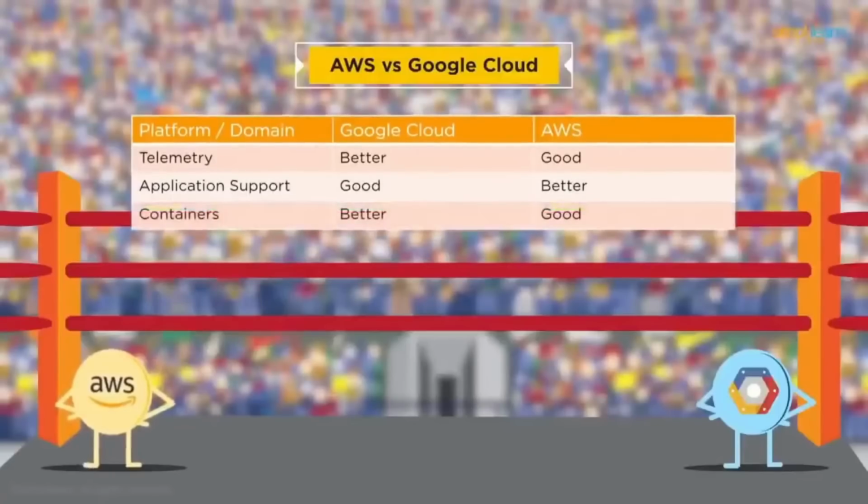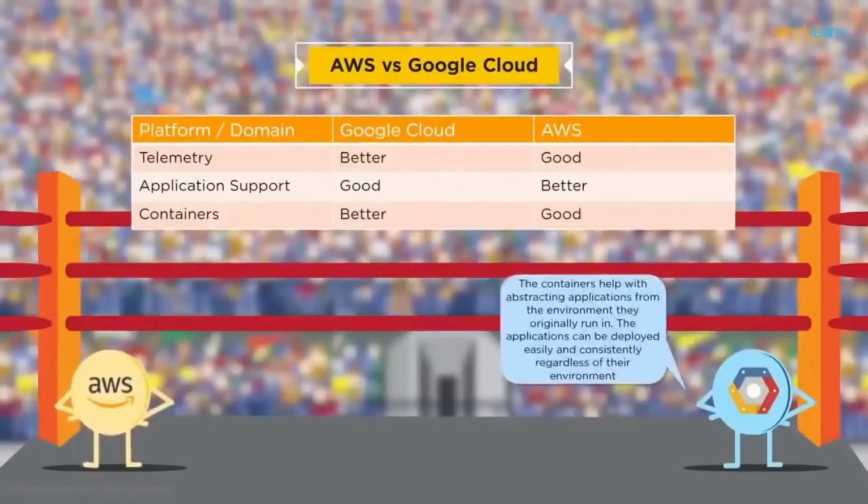Containers are better with GCP. A container is a virtual process running in user space. As Kubernetes was originally developed by Google, GCP has full native support for the tool. Other cloud services are just fine-tuning a way to provide Kubernetes as a service. Also, the containers help with abstracting applications from the environment they originally run in. The applications can be deployed easily regardless of their environment.